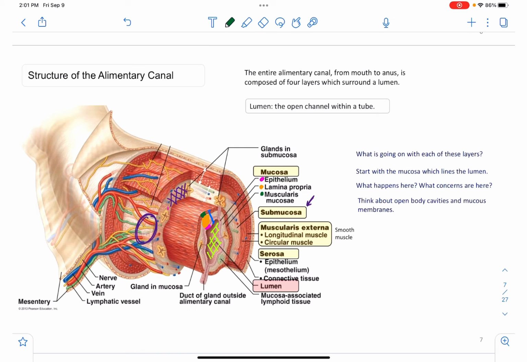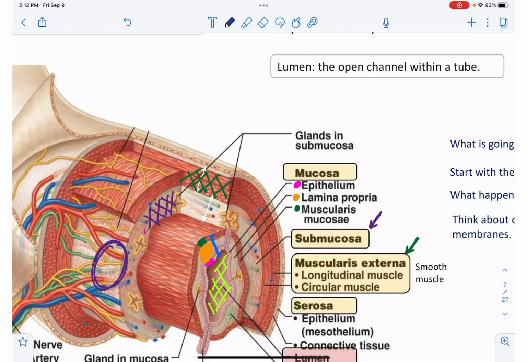Then on top of the submucosa, we have a couple layers of smooth muscle that we collectively call the muscularis externa. And that there is the muscularis externa. And there's actually a couple different layers of the muscularis externa. The first is what we call the inner circular layer. And it's called that because the smooth muscle cells run in a circular direction around the lumen.